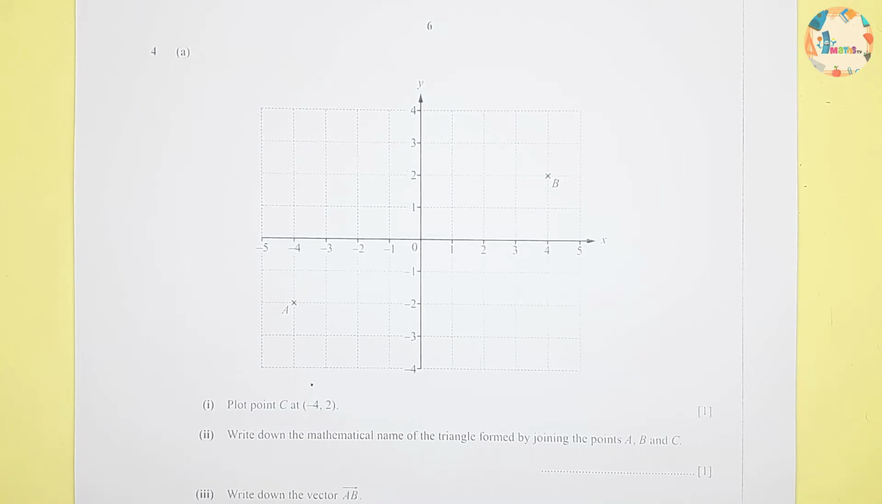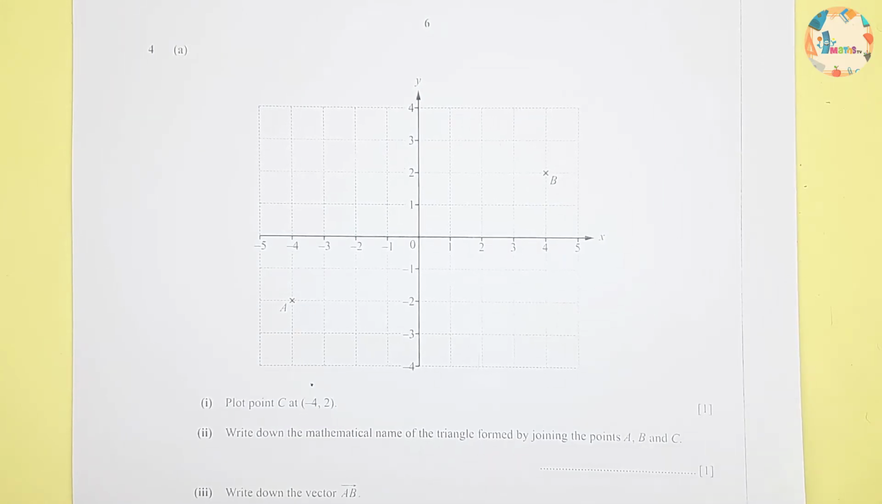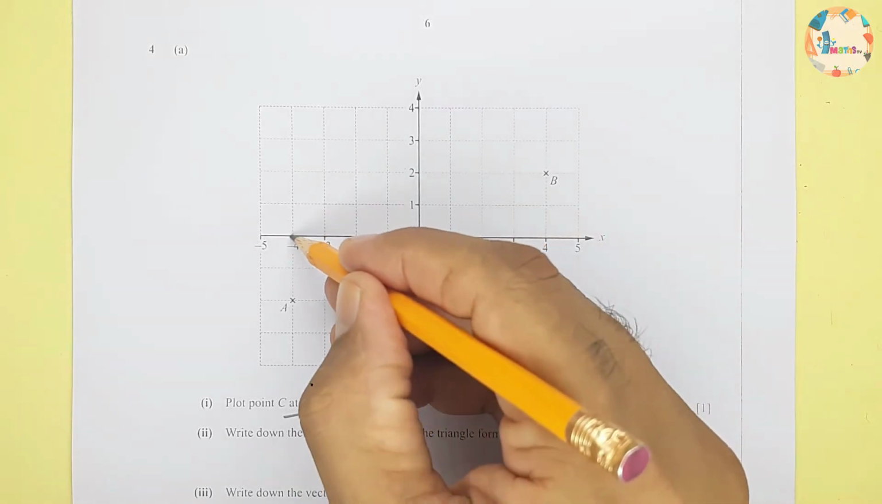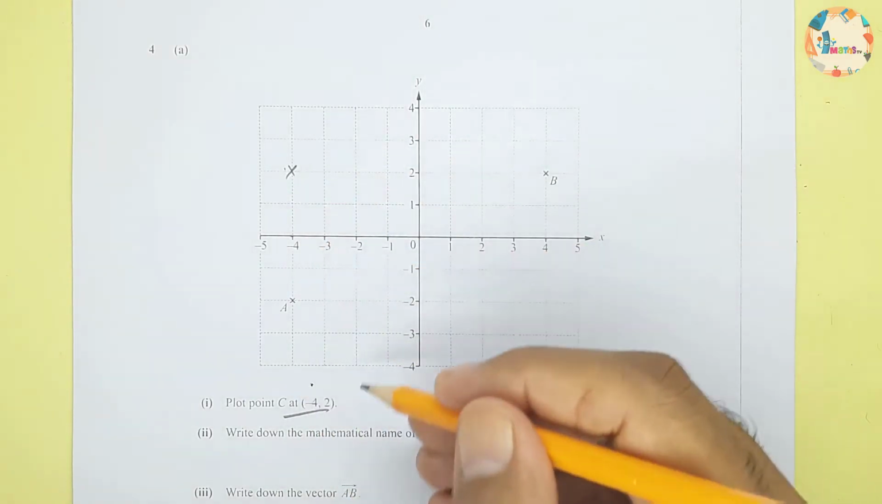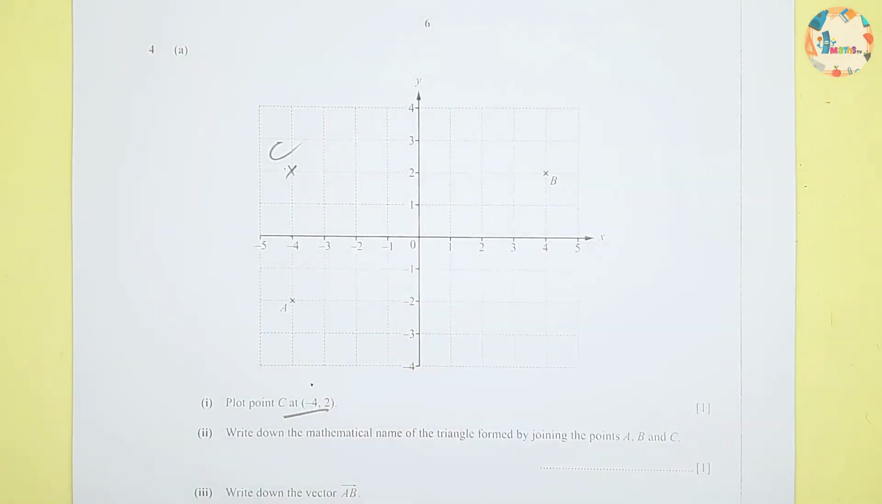Question number 4a part: plot the point C at (-4, 2). -4 will be this one and 2 will be over here. So this will be the point, and this is C. I will write C over here.